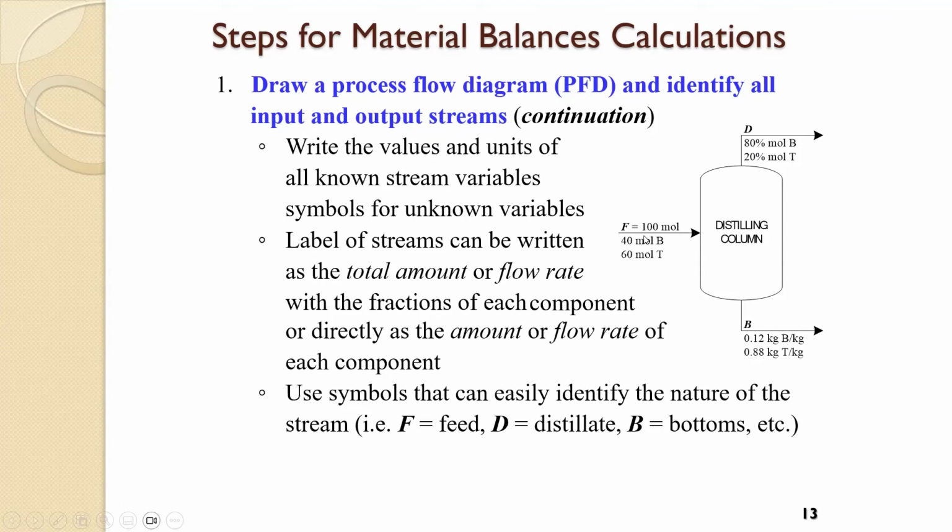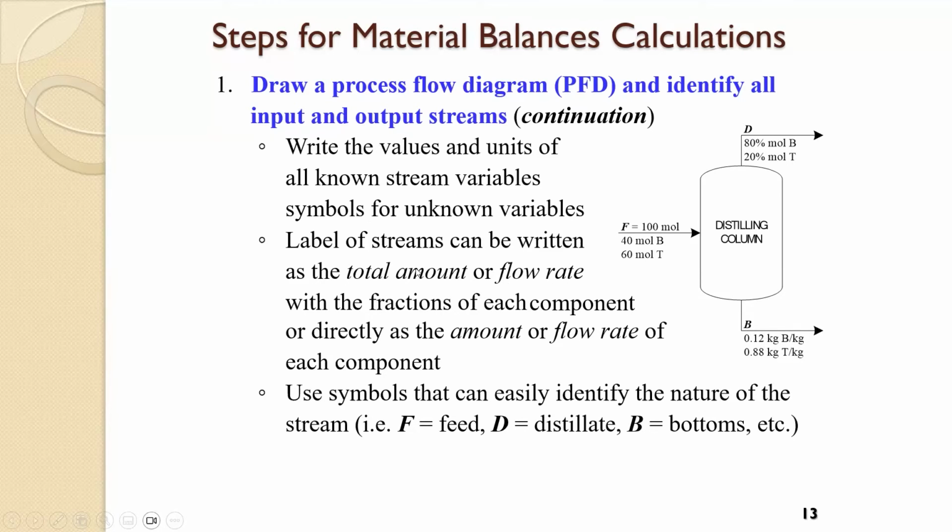So you notice that for every 100 moles of F, 40 moles of B and 60 moles of T. So 40 moles of benzene, for example, and then 60 moles of toluene in the feed. Now, in the distillate, 80% by mole of benzene, 20% by mole of toluene. And then in the bottoms product, 0.12 kilograms of benzene per kilogram of bottoms and 0.88 kilograms of toluene per kilogram of bottoms.